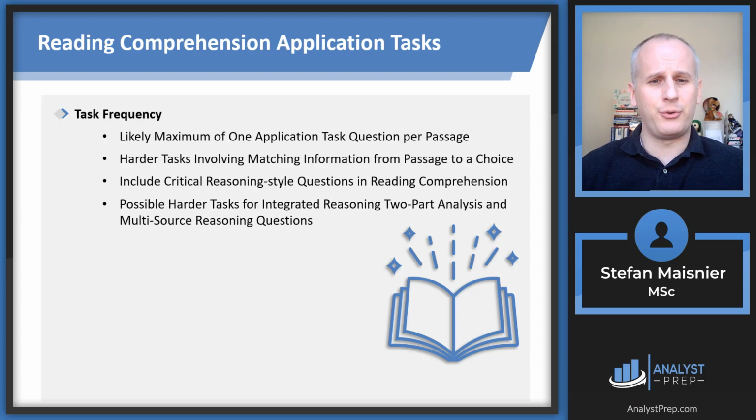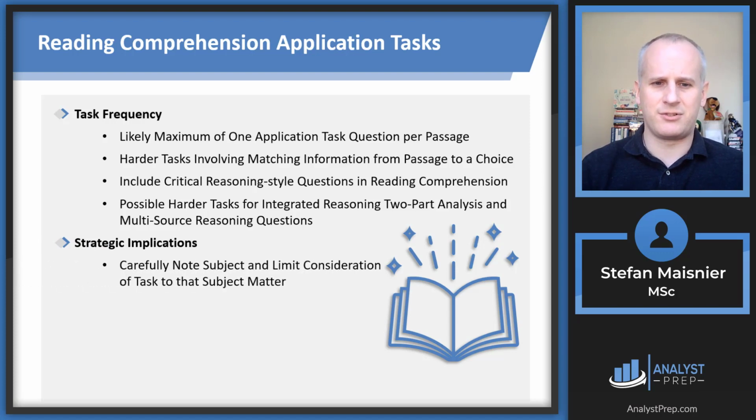They also can be possible harder tasks for integrated reasoning, two-part analysis, and multi-source reasoning questions. So again, you recognize that in that vestigial tail section of the exam, they can have both quantitative and verbal concepts. This is one of the harder verbal concepts that you can encounter in two-part or multi-source reasoning questions on the integrated reasoning.